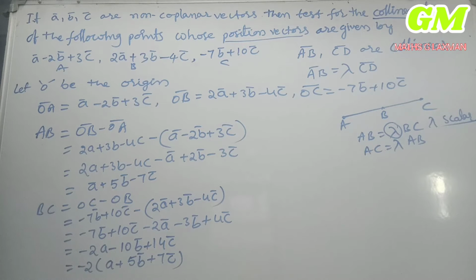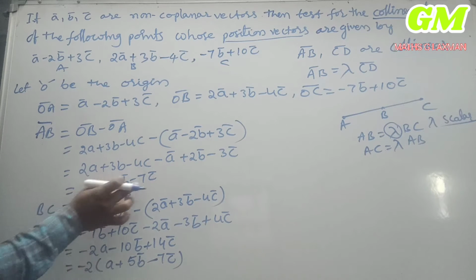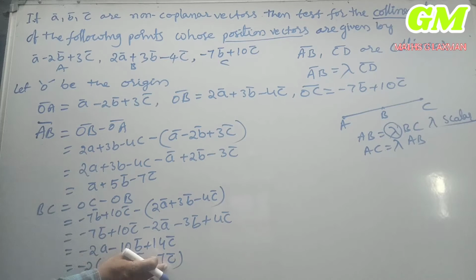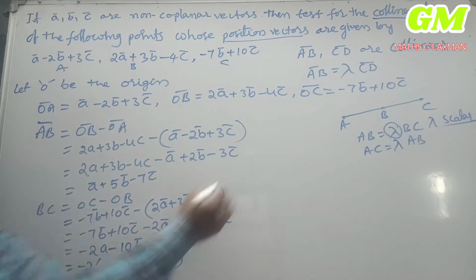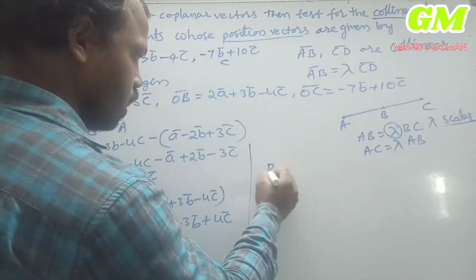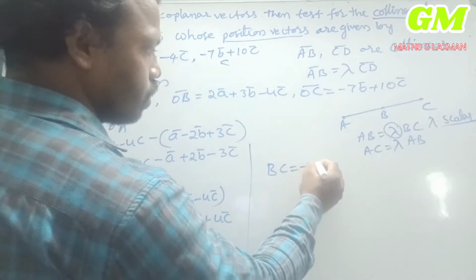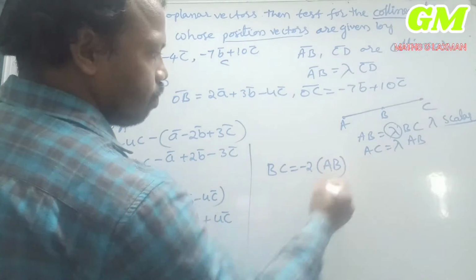So is there any relation? Sorry, here this is minus and this is minus, so you get minus 7. Why? Because we have taken minus as a common. Is there any relation for AB and BC? So A plus 5B minus 7C, A plus 5B minus 7C. So this we can express as minus 2 into AB. Here minus 2 is a constant, some lambda. Therefore BC we can express as minus 2 times AB.